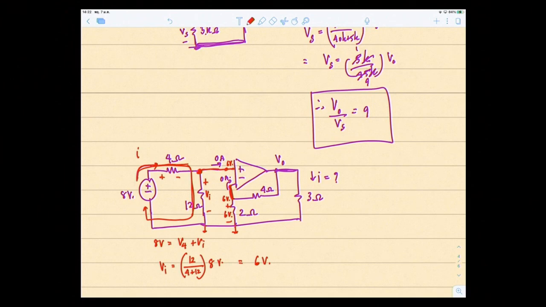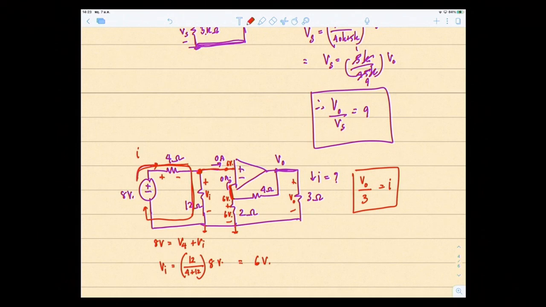Now look at the output. We want to find I, right? The easiest way to find I is Ohm's law, right? I is the current passing through 3 ohms. So if you know Vout, which is the voltage drop across the 3 ohms, divided by 3, you get your answer I. So we want to find Vout. Well, what's Vout then? Well, we have noticed this is 6 right here.